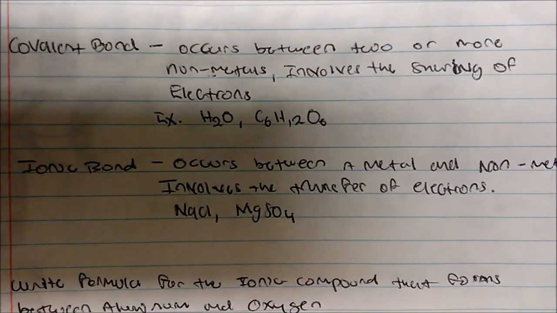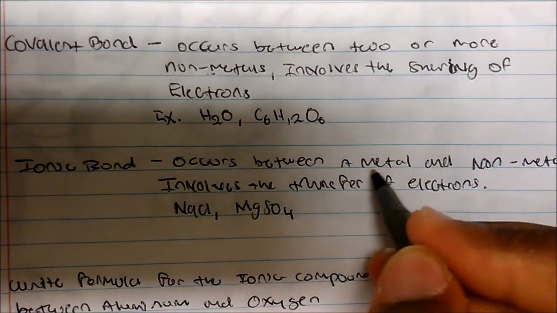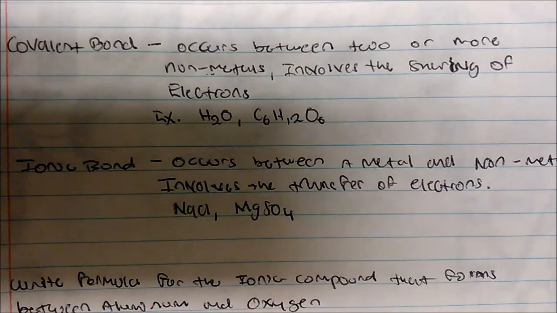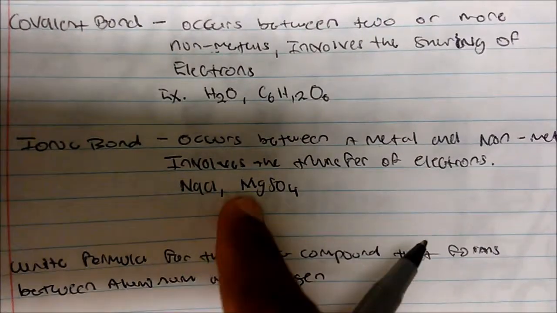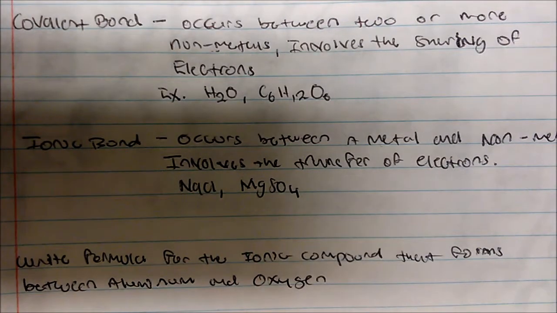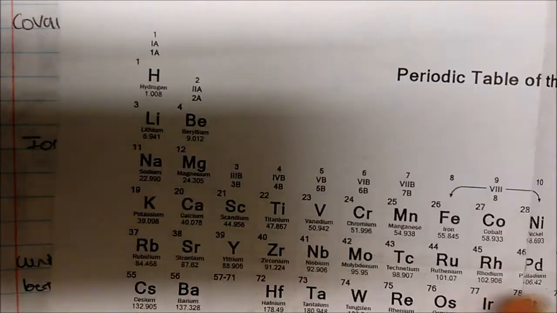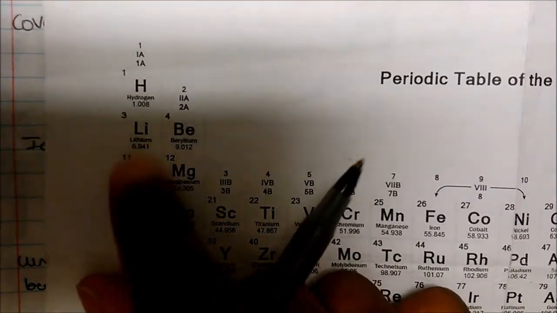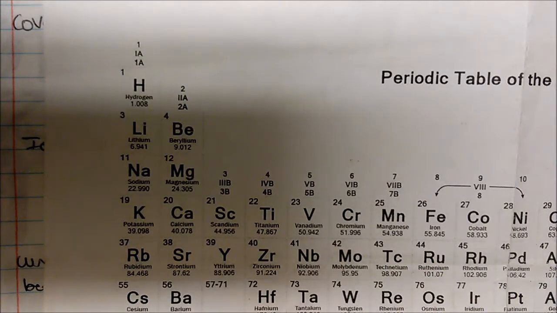Ionic bonds are a little bit different. In this case, we have a metal and a nonmetal, and it usually involves a transferring of electrons. Sodium chloride or magnesium sulfate is an example where we have ionic bonds present. If I look at the periodic table, notice that sodium is in that first column.